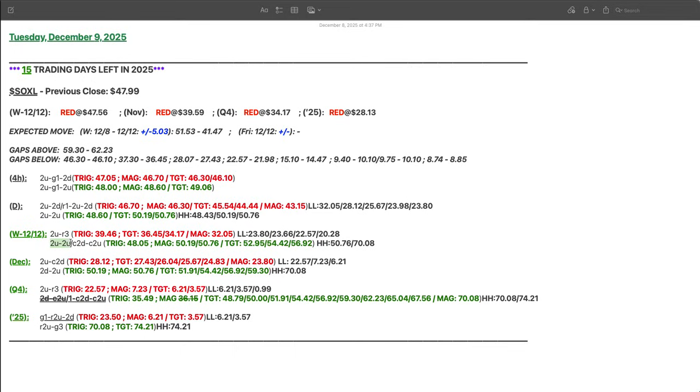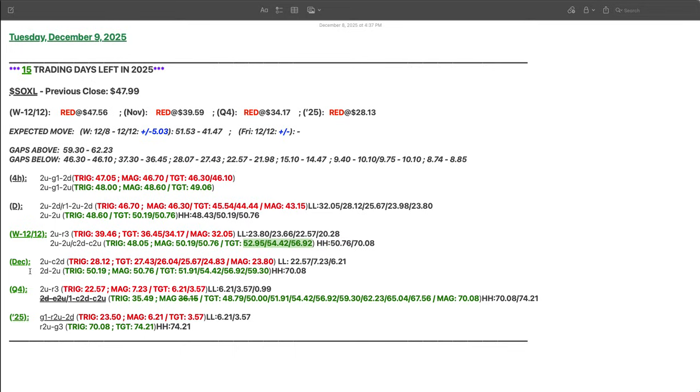But to the upside, that 2-up triggered at 48.05. No magnitude for a continuation pattern, but that continuation pattern did put us back into a combo 2 down, combo 2 up from the week perspective, and that does have a magnitude of 50.19. So we are looking for the first target of 50.19 for the week. 50.76, that is the 138.2 fib extension from that April bull flag. It just happens to line up with our next magnitude. And then we have extended targets listed out here if we really get running this week.